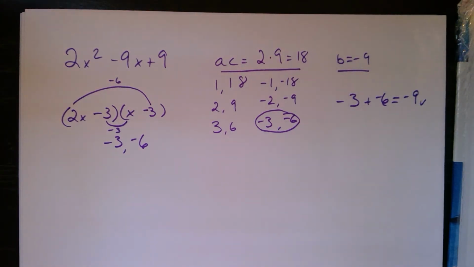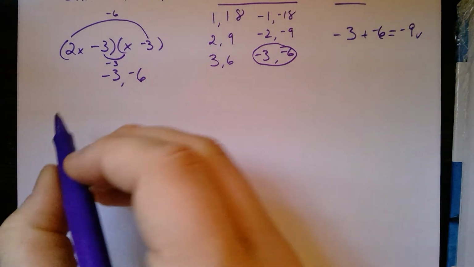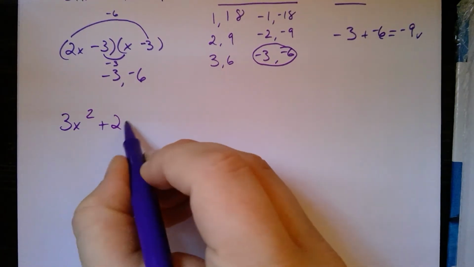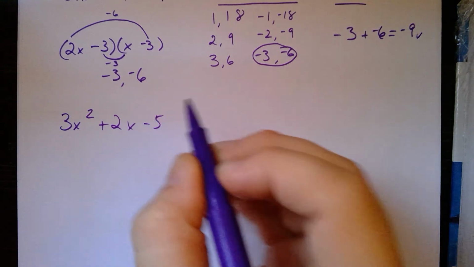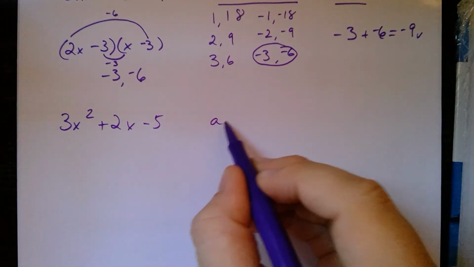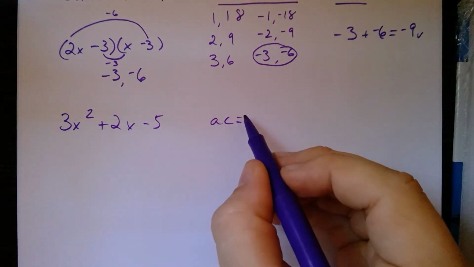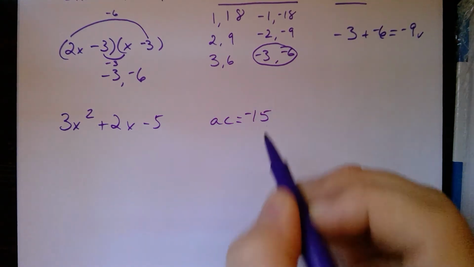We have to do a little bit of thinking ahead, a bit of pre-planning. All right? So I'm going to do one more, then I'll have you all do a couple on your own to see how we're doing. Here's 3x squared plus 2x minus 5. Look at AC. So we have 3 times negative 5, or negative 15.